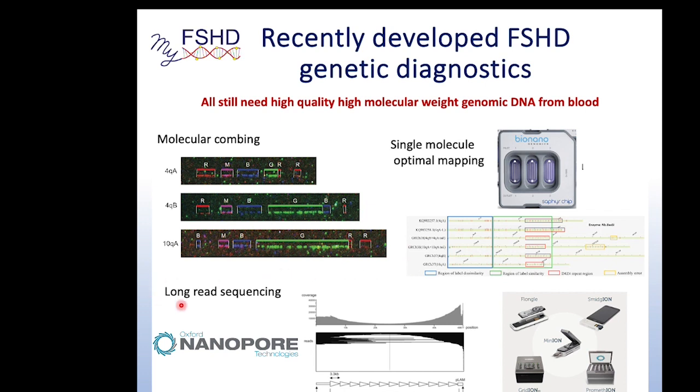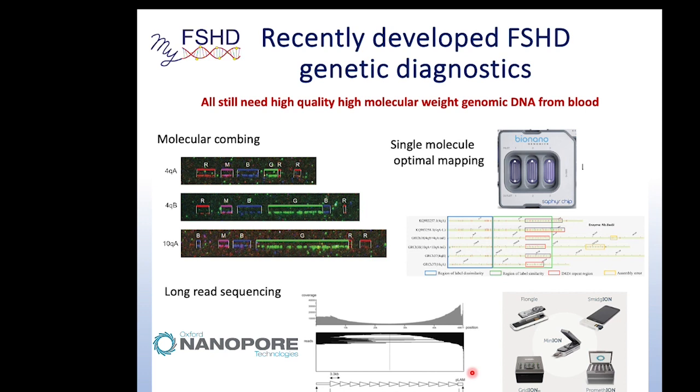And then the last one that's coming along is this thing called long-range sequencing, put out by Oxford Nanopore Technologies, where you literally sequence through the entire region, and you start with a 4A, and you sequence through the whole D4Z4 and come out the other side, and you're able to tell how many repeats are there, any mutations. You also get some methylation, some epigenetic stats. Again, though, you need high molecular weight genomic DNA from blood.